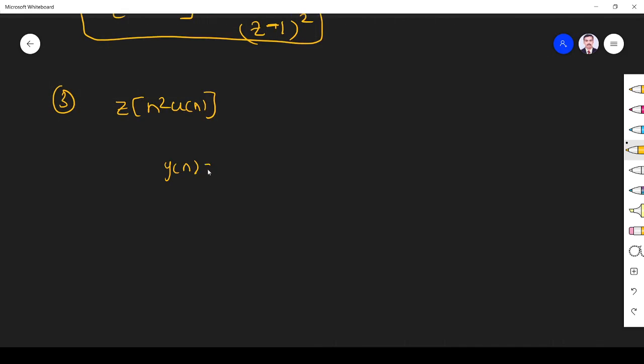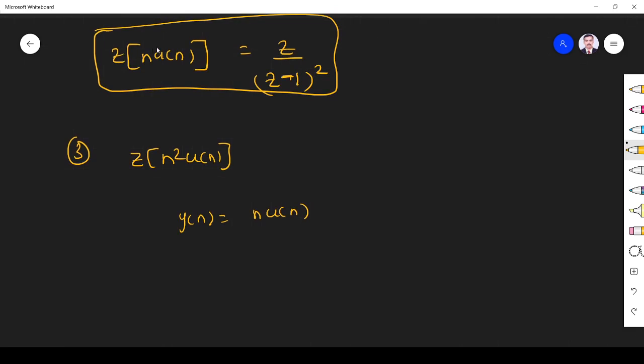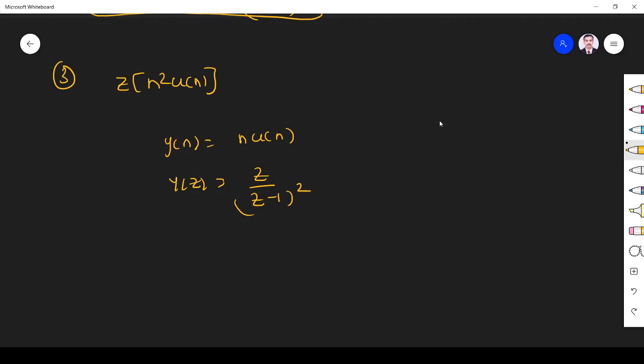Let us assume y of n is equal to n into u of n. Just now only I found the transform of it. So Y of z, the transform of y of n, is the transform of n into u of n, which we just found: z by z minus 1 whole square. But what I need is the transform of n into y of n. N into y of n is n into n u n, so n squared u n. That's what I want. So what I have to do, n into y of n is minus z d by dz Y of z.